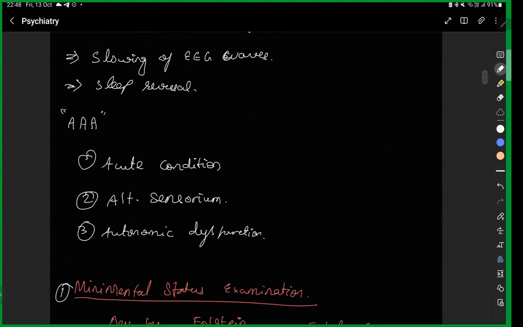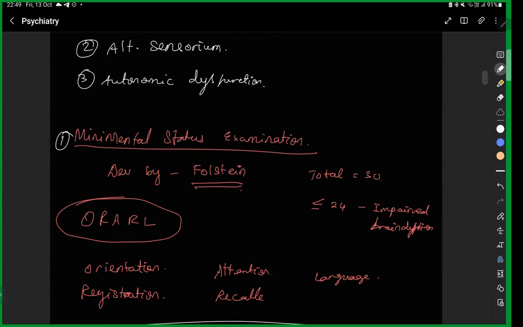And you will remember 3 A's. What are the 3 A's? Number one, it's an acute condition. There is altered sensorium, and it's an autonomic dysfunction. You go for a mini mental status examination. This mini mental status examination was developed by a psychiatrist named Folstein.